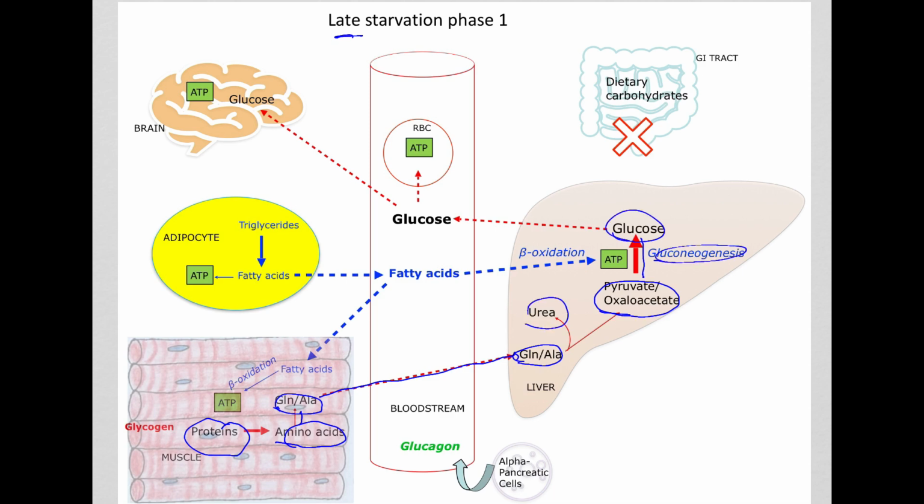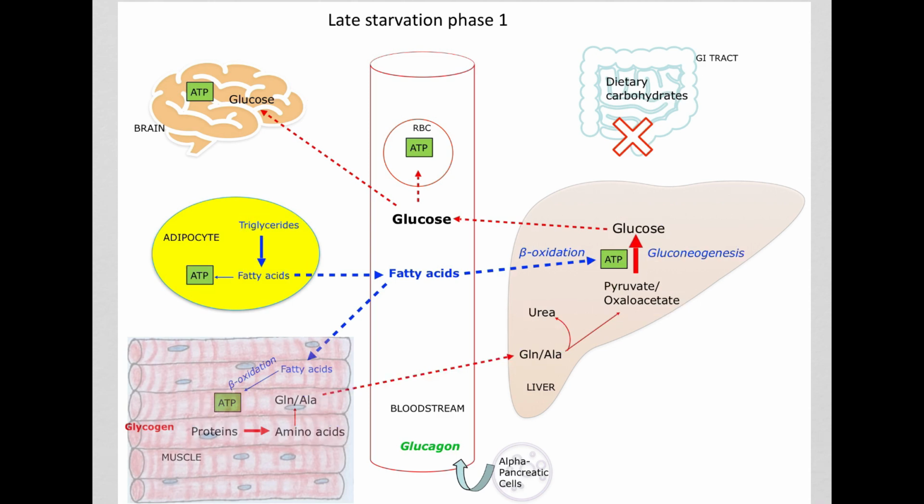The nitrogen of these amino acids is excreted as urea. And at the same time, a lot of triglycerides, which are mostly in your adipocytes, are broken down to fatty acids, and these fatty acids are used for energy generation, ATP generation in your adipocytes, in your liver, in your muscles, and in all the other tissues. So while your brain and your red blood cells are using glucose, everyone else is using fatty acids.